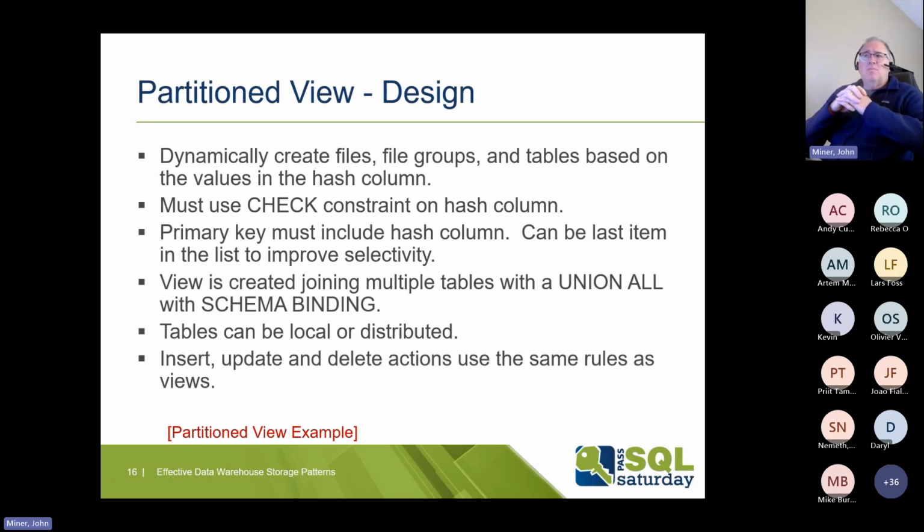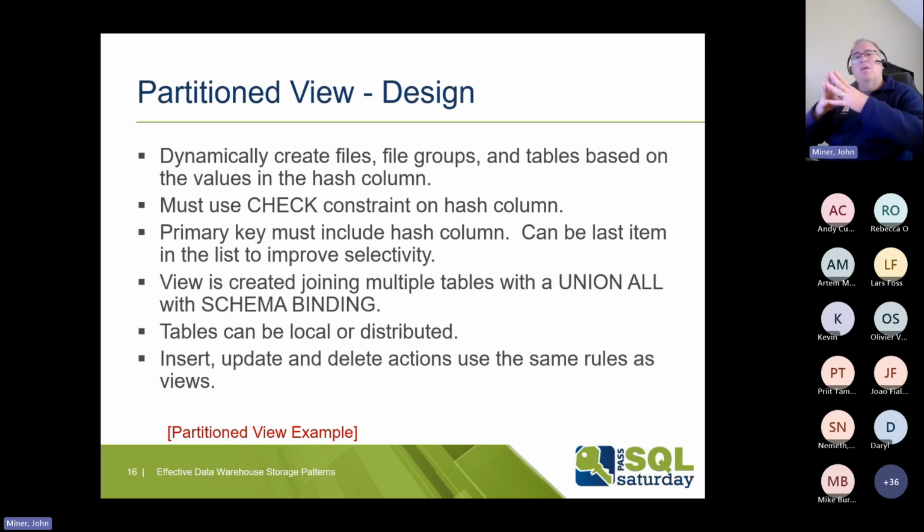Okay. So we need to dynamically create files, file groups, and tables based on the values of the hash key. So that hasn't really changed. There is one secret sauce to this technique. You have to use a check constraint on the hash column, okay? The primary key must be included in the hash column, and can be the last item in the list to improve selectivity, okay? And when we do a union all, which is a view now, again, we're taking views on tables, we have to do schema binding. Interesting fact is it could be local or distributed. I'm going to push you and say, don't do distributed, linked servers are slow, right? But local's great.